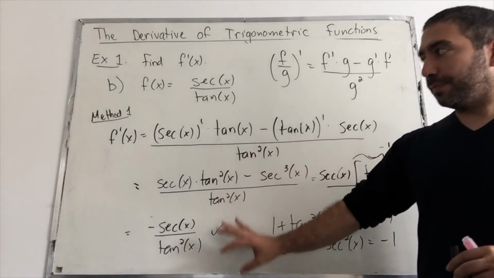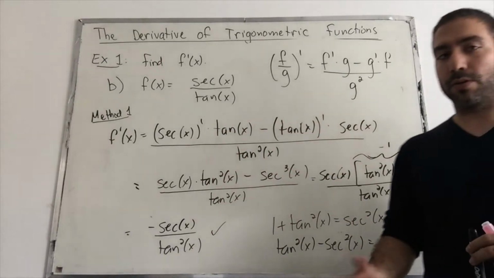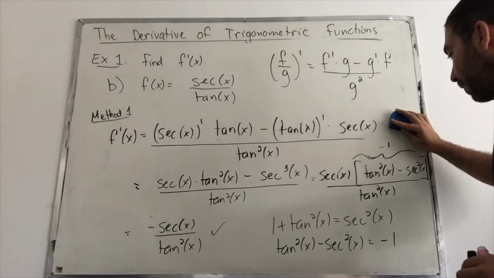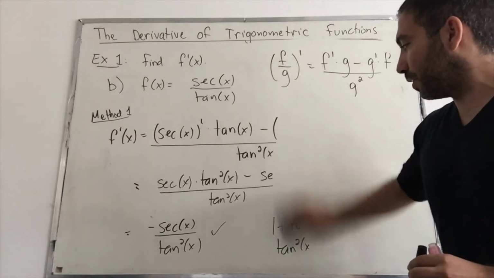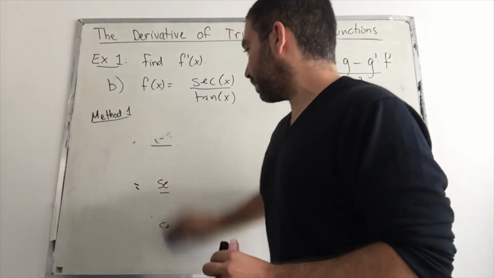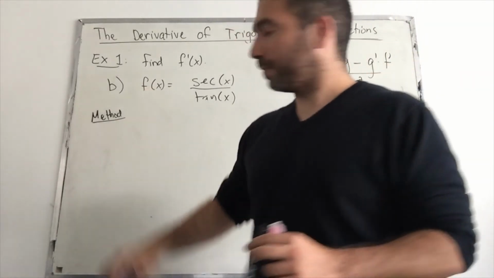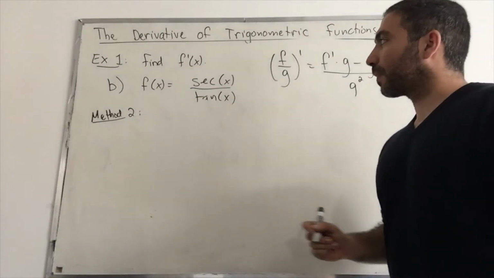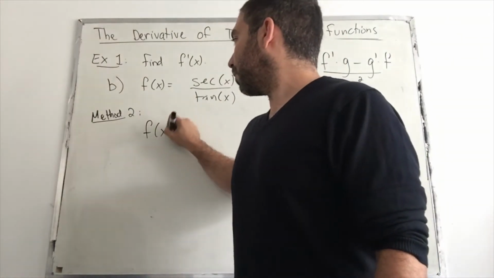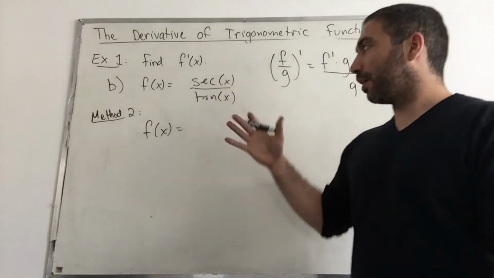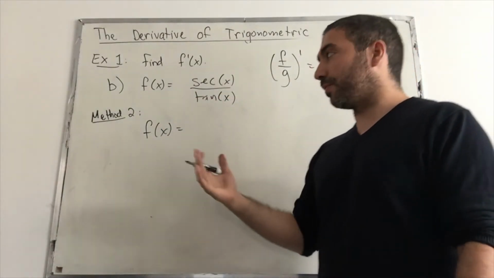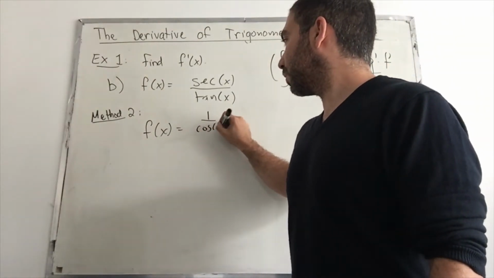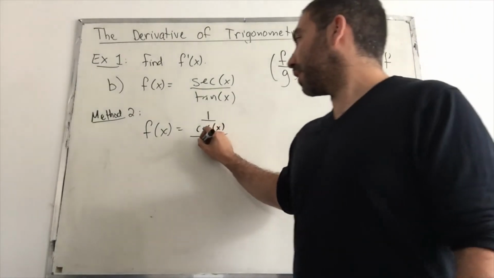Let's say you didn't see this method. You didn't want to use quotient rule. What you could do also, let's do method 2, is you could simplify. So we'll call this method 2. Before you take the derivative, we could rewrite secant, and I would suggest to do this. My first instinct when I see problems like this is to always simplify it before just jumping into the problem. So secant could be rewritten as 1 over cos, and tan could be rewritten as sine over cos.